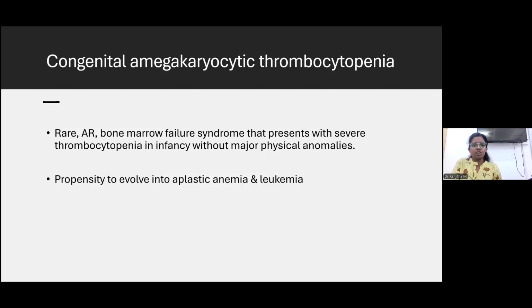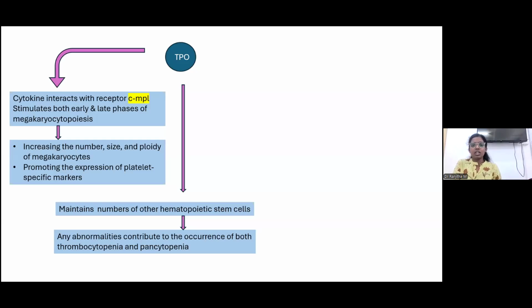So a short brief on congenital amegakaryocytic thrombocytopenia. It's a rare autosomal recessive condition which presents with bone marrow failure syndromes with severe thrombocytopenia in infancy without major physical anomalies, and the propensity to evolve into aplastic anemia and leukemia is high. So how does it happen?